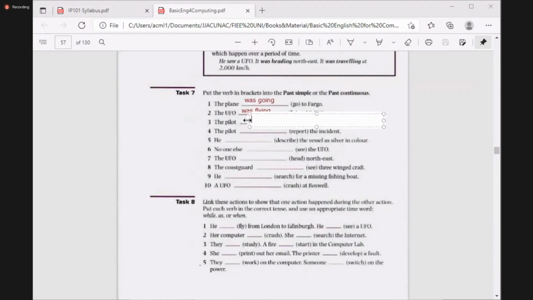The pilot reported the incident. As a result, he described it, or the vessel, as silver in color. No one else saw the UFO. The UFO was heading north. Was heading is like was going. The Coast Guard also saw a three-wing craft. He was searching for a missing fishing boat.